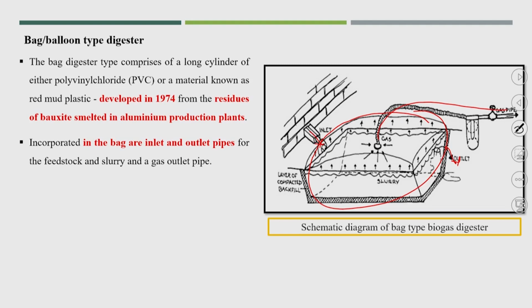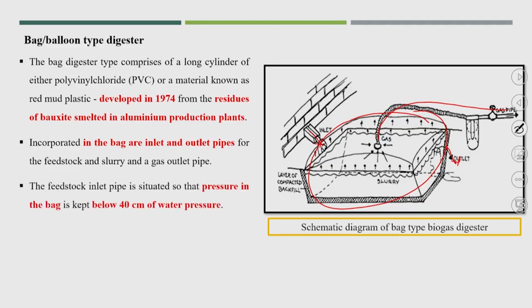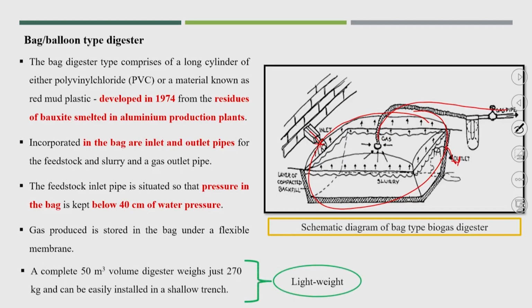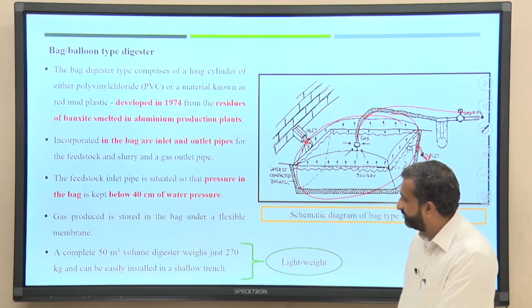Incorporated in the bag are inlet and outlet pipes for the feedstock and slurry, and a gas outlet pipe. The feedstock inlet pipe is situated so that pressure in the bag is kept below 40 centimeter of water pressure. So, that is important for the inlet pipe. Gas produced is stored in the bag under a flexible membrane. A complete 50 meter cube volume digester weighs just 270 kg and can be installed in a shallow trench. It is a lightweight material, and we can change the location from time to time very easily.